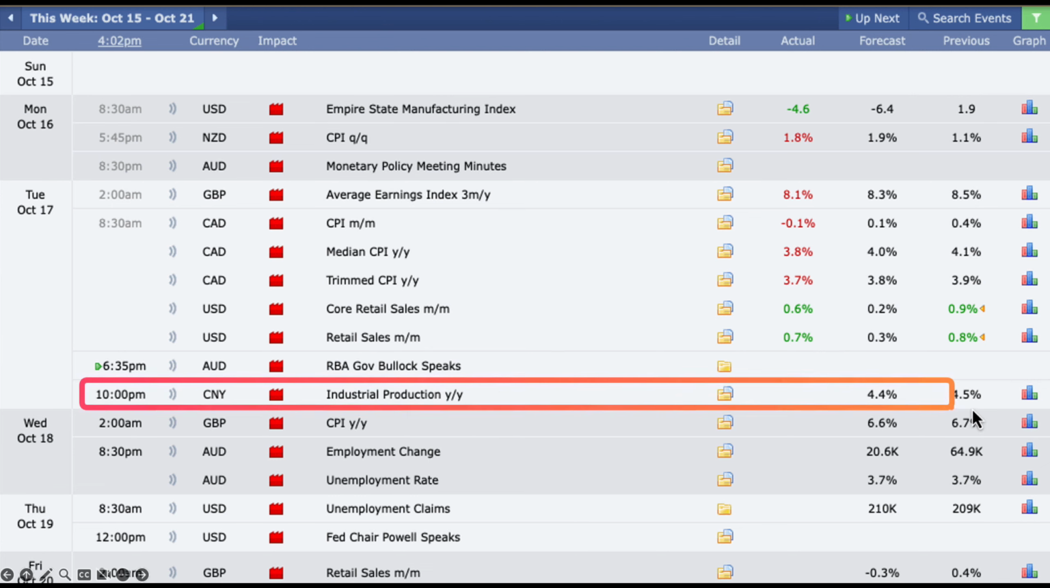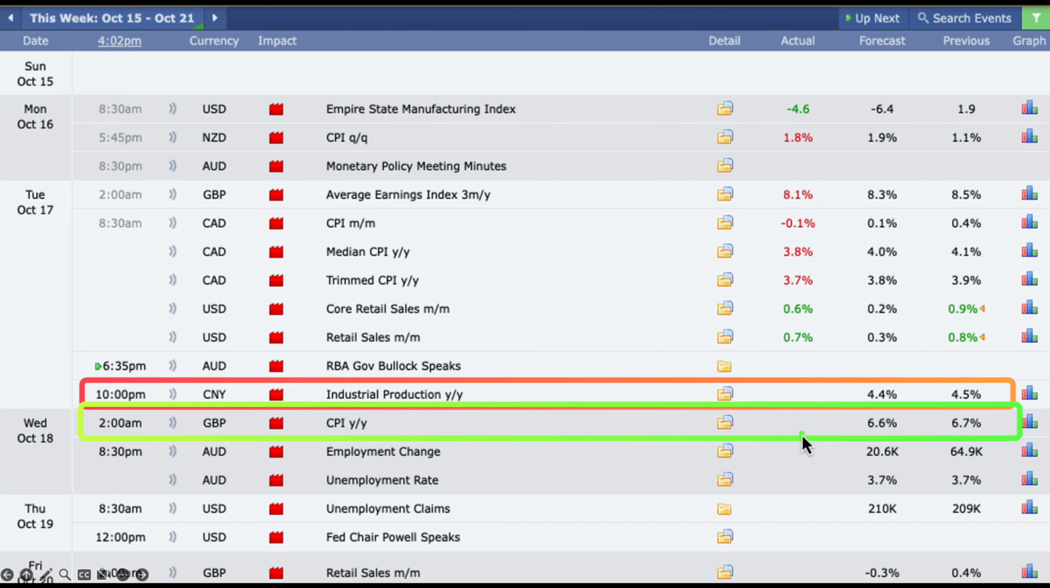Tonight, we have the industrial production from China. I haven't really seen a big movement in these numbers, unless they are way off the expectation, but so far I really haven't seen a big change. We have another CPI number tomorrow, the pound CPI. Remember, the UK CPI was out of control, but then the number has been falling. So if this number comes in below expectation, I wouldn't be surprised to see the pound fall on that news as well.